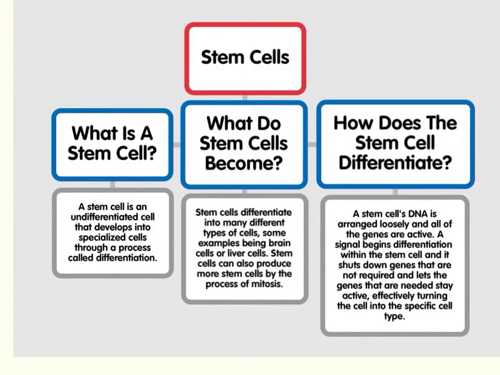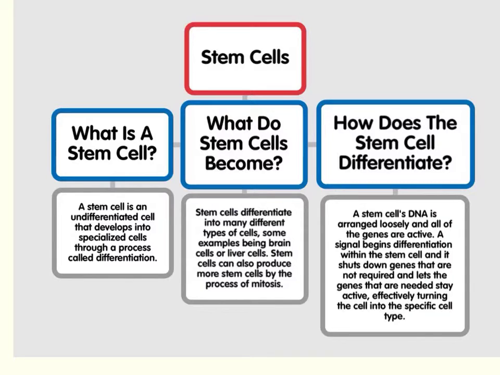Stem cells. What is a stem cell? A stem cell is an undifferentiated cell that develops into specialized cells through a process called differentiation. What do stem cells become? Stem cells differentiate into many different types of cells, such as brain cells or liver cells. Stem cells can also produce more stem cells by the process of mitosis.